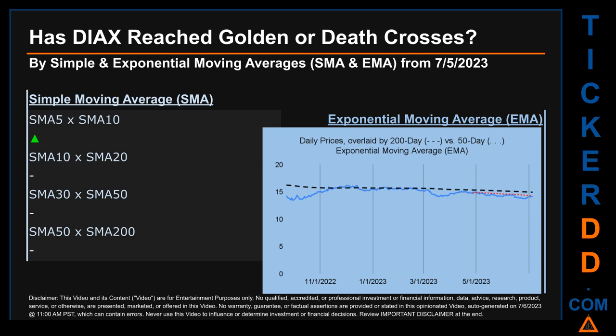Continuing with SMA, we looked across the 5 to 10, the 10 to 20, and the 30 to 50-day ranges to see if golden and death crosses had been reached. We found a golden cross signal for the 5 to 10. We could find neither a golden cross nor a death cross signal for the 10 to 20, the 30 to 50, and the 50 to 200.